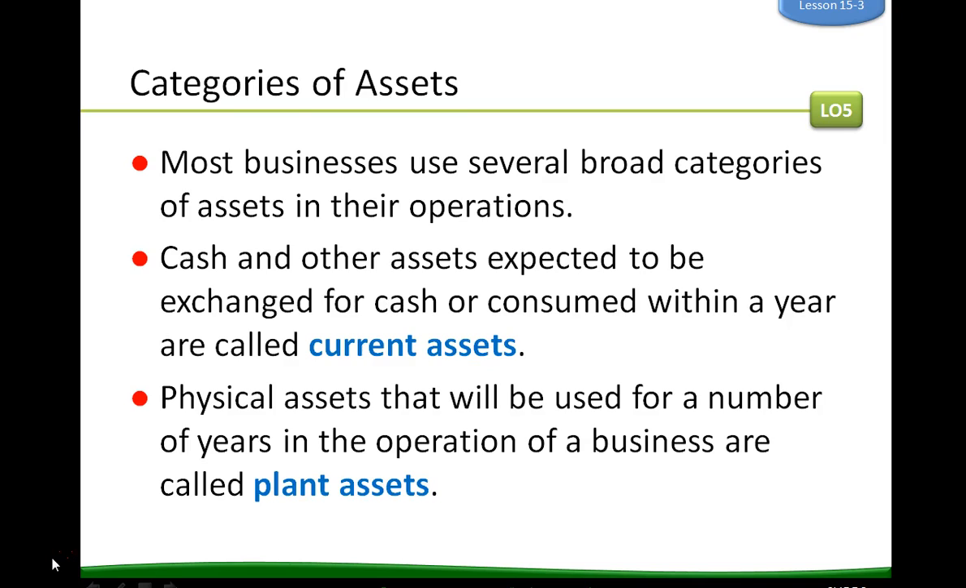So we just talked about this. Most businesses use several broad categories of assets in their operations. Cash and other assets expected to be exchanged for cash or consumed within a year are called current assets. And then physical assets that will be used for a number of years in the operation of a business are called plant assets.